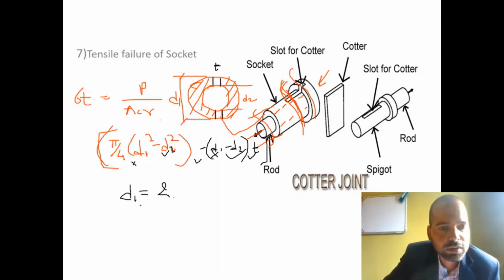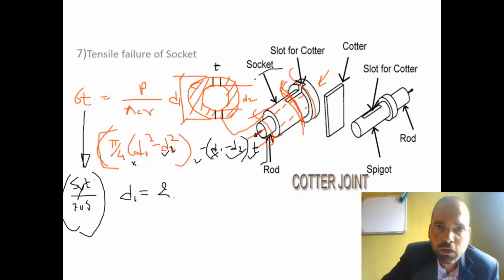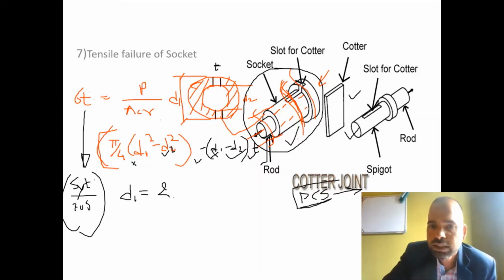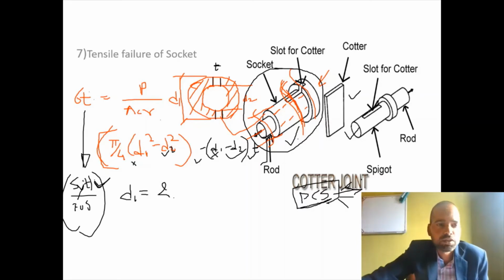Now sigma t is equal to Syt upon factor of safety, right? Mark my words, this Syt is for the material of the socket. In some cases a designer selects plain carbon steel for the whole cotter joint, and some designers select a different material for the spigot, another for the socket, and a third different material for the cotter. Most designers select plain carbon steel only, but with different specifications for spigot, socket and cotter. According to the selected material we have to take Syt from the design data book, and generally in a university examination, Syt is given in the problem itself.